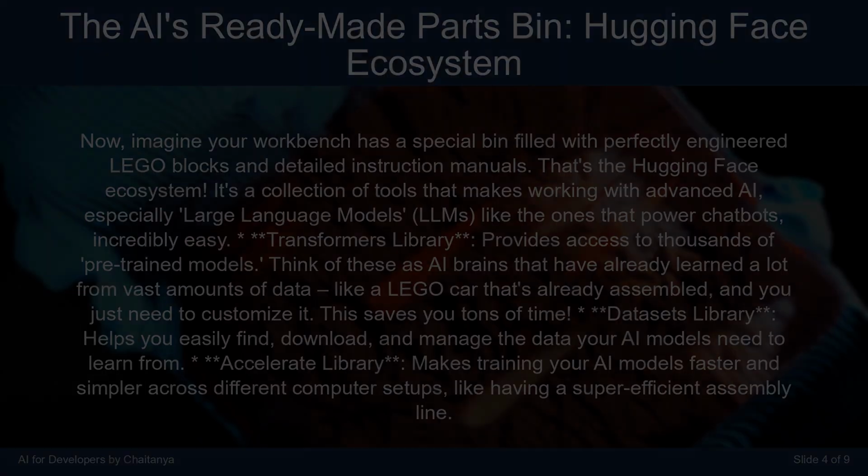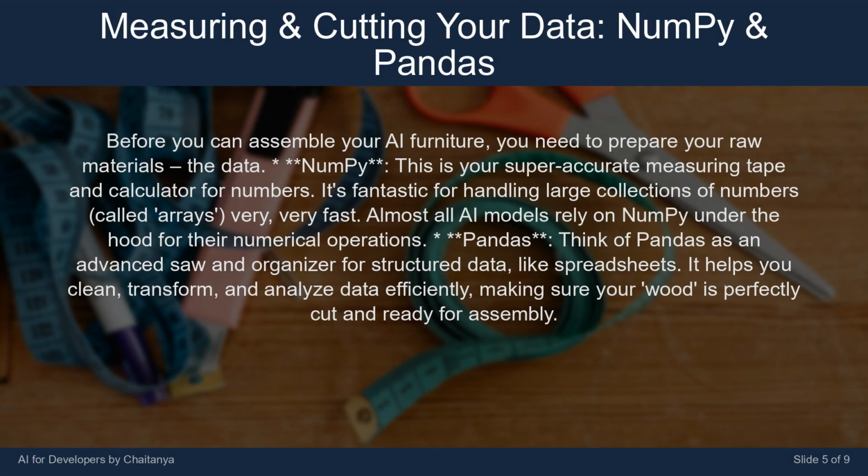Before you can assemble your AI furniture, you need to prepare your raw materials, the data. NumPy. This is your super accurate measuring tape and calculator for numbers. It's fantastic for handling large collections of numbers, called arrays, very fast. Almost all AI models rely on NumPy under the hood for their numerical operations.